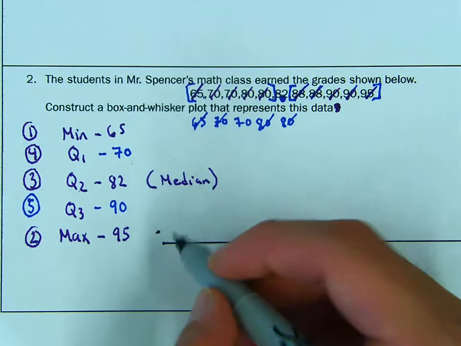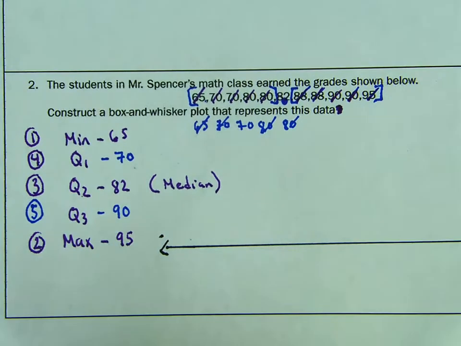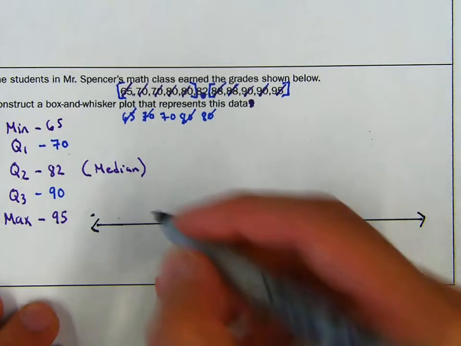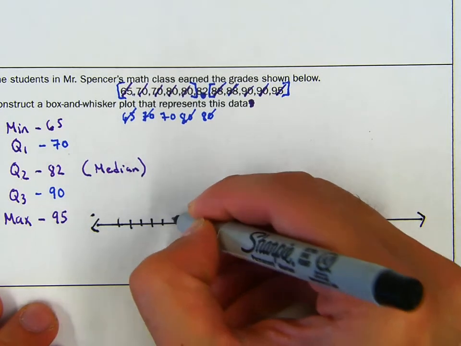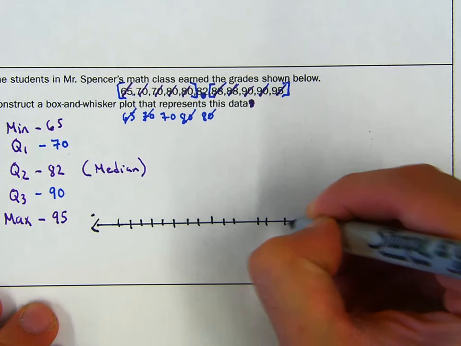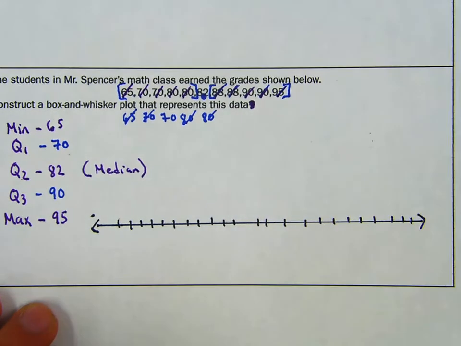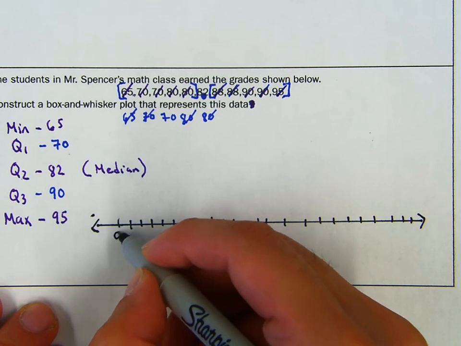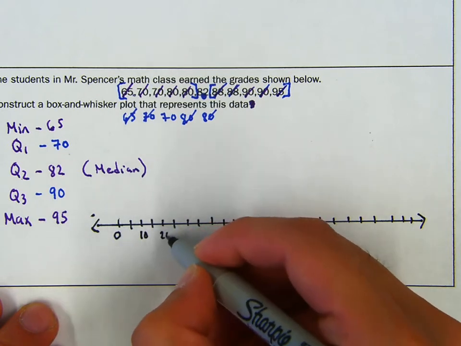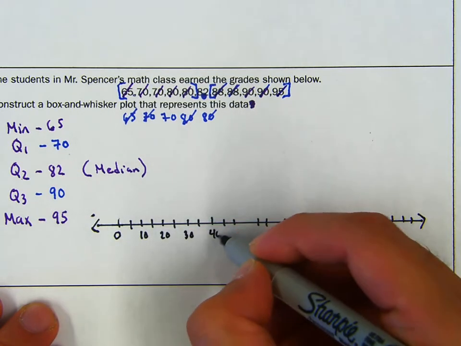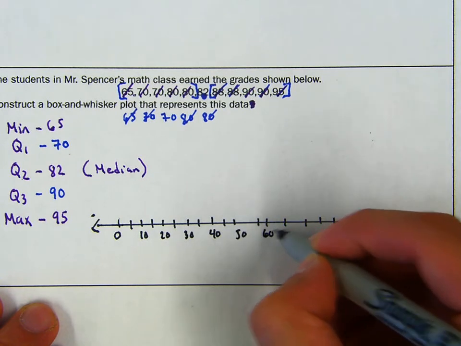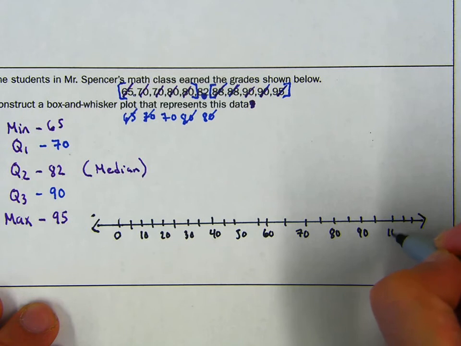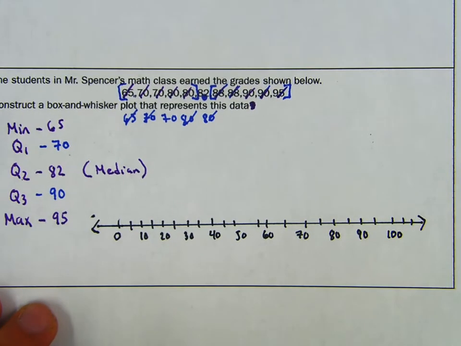Okay, I draw a straight line. And then where are my data values? I'm going to draw a bunch of ticks like this. Let's say this is 0, this is 10, this is 20, this is 30, this is 40, 50, 60, 70, 80, 90, 100. Okay, so what's the first part?